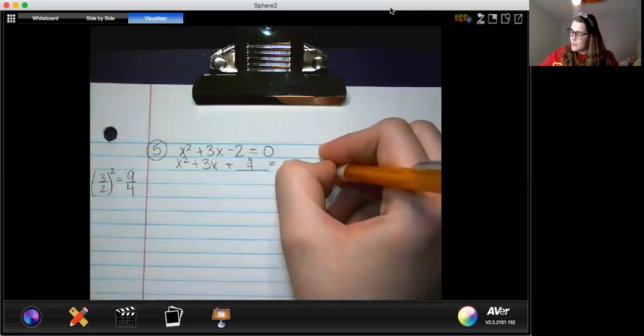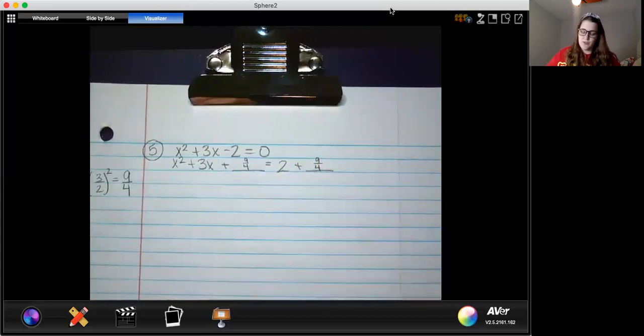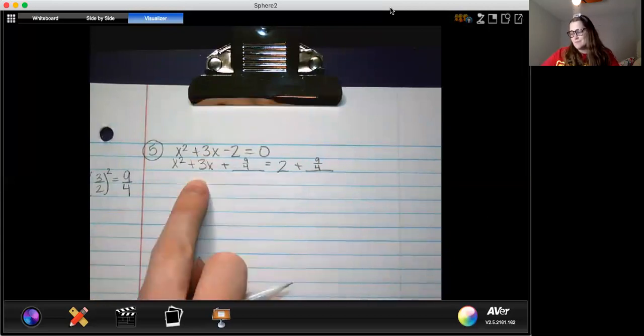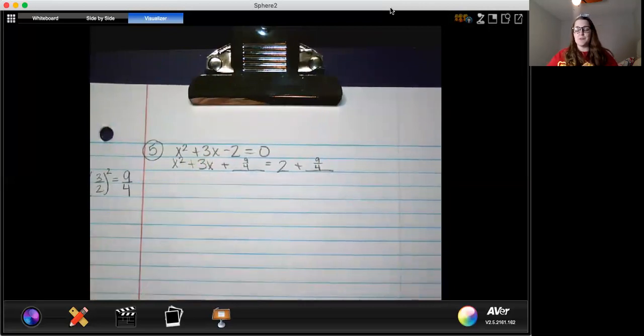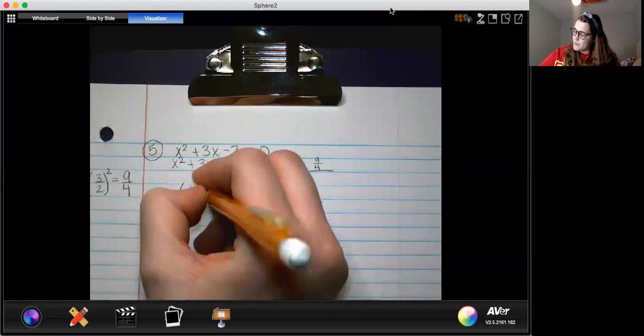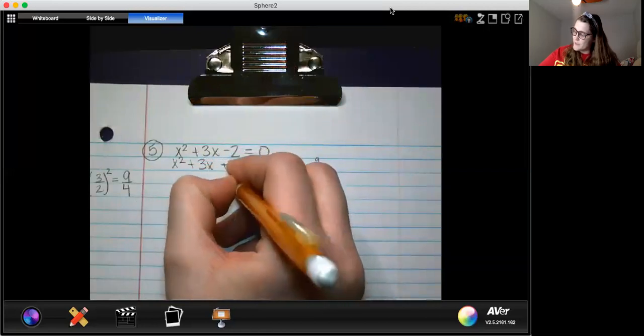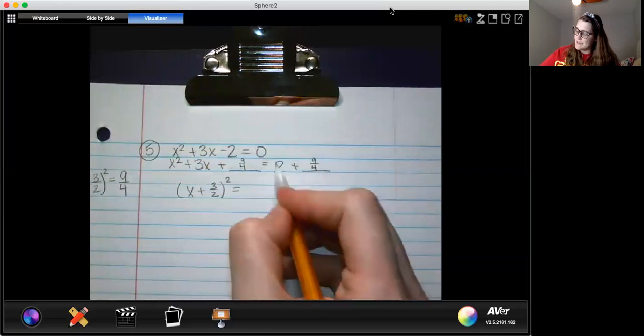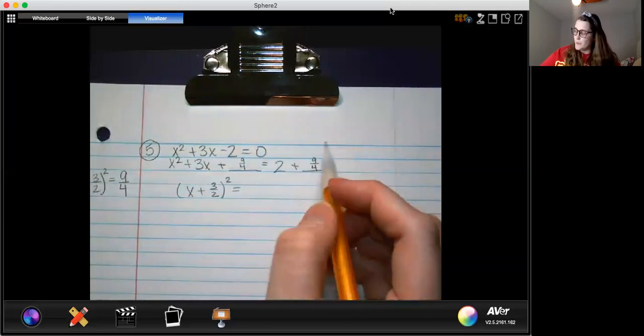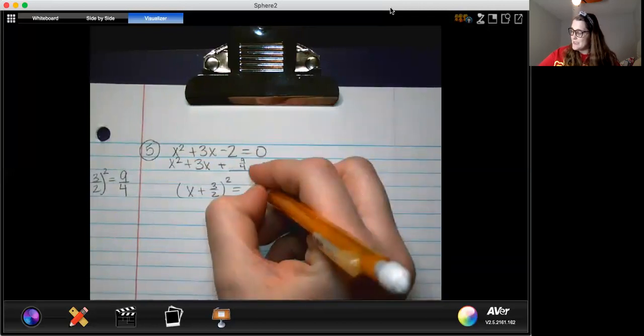Now, if you need to skip a line so you can write that vertically, go ahead and do that. I kind of squeezed it in there for that first one. Probably should just skip a line if I know it's going to be a fraction, which you should be able to notice unless that middle number, the b value, is even. So let's go ahead and factor that. We get x plus 3/2 quantity squared equals 2 plus 9/4. This is kind of like saying 8/4, so 8/4 plus 9/4 would be 17/4.